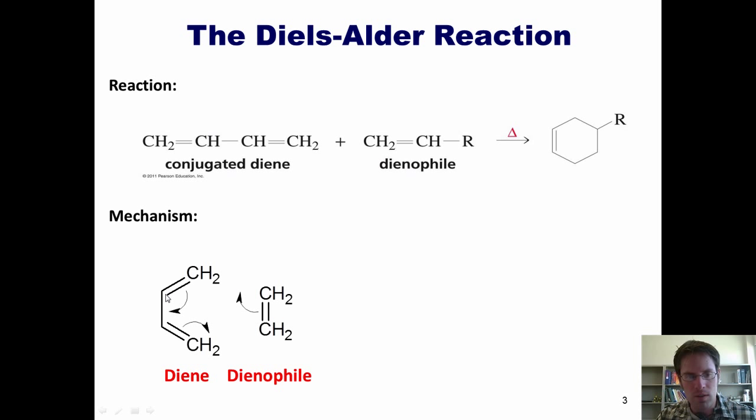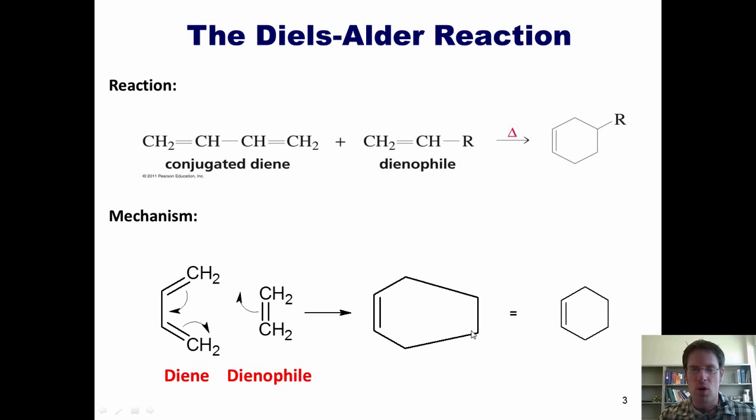This door, with a hinge right here, swings over here to form a double bond between these 2 carbons. And this door, with a hinge right here, swings out and forms a single bond between these 2 carbons. As that occurs, it forms this product, which when redrawn in a prettier manner is this cyclohexene.